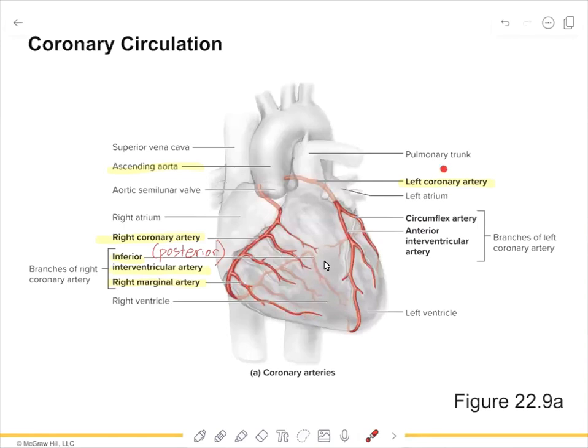On the left side of the heart, we have the left coronary artery, which is going to branch and lead to two different branches. First, we have the circumflex artery, which is going to begin here, and it's going to wrap around to the back, the posterior side of the heart. So this portion right here, where I have the laser pointer, is showing the posterior side of the heart, where it has a lighter color.